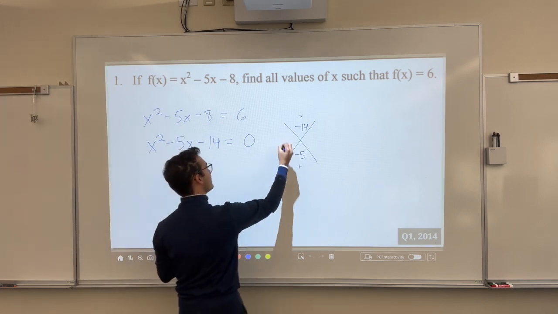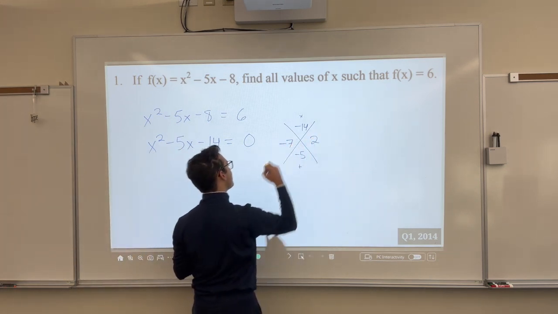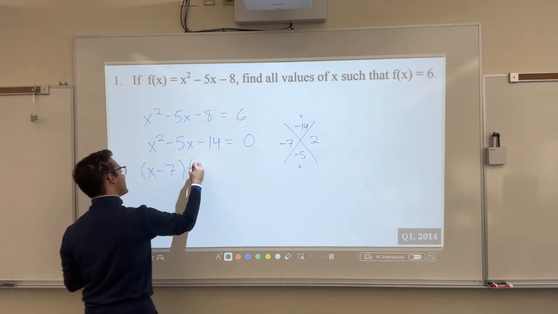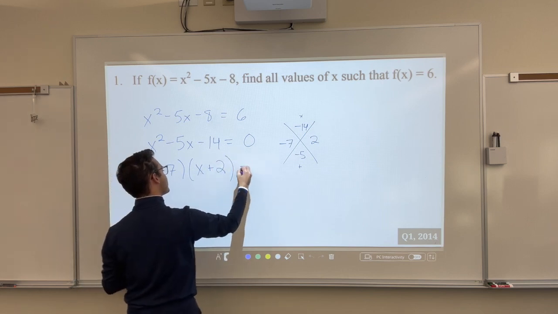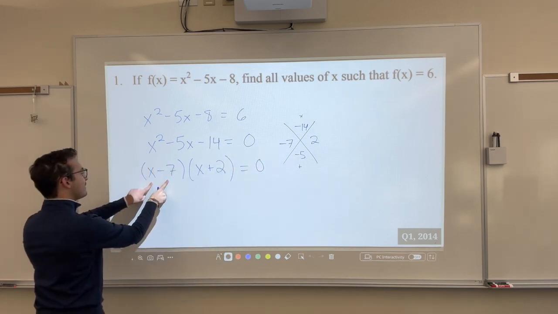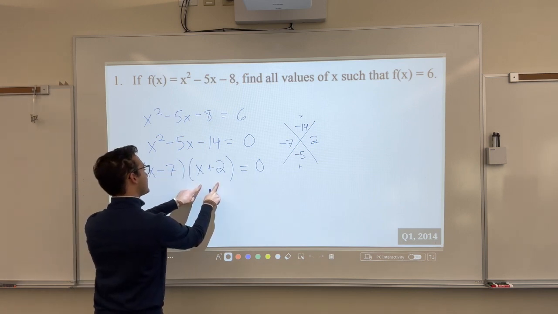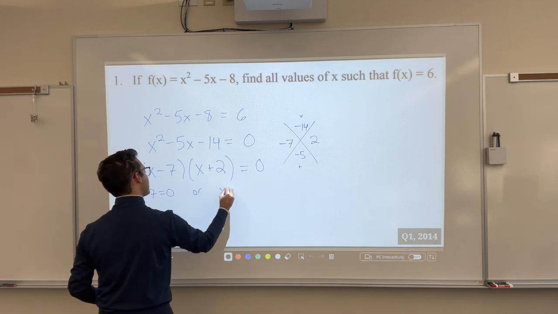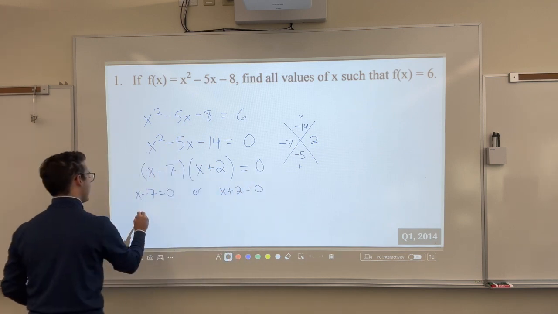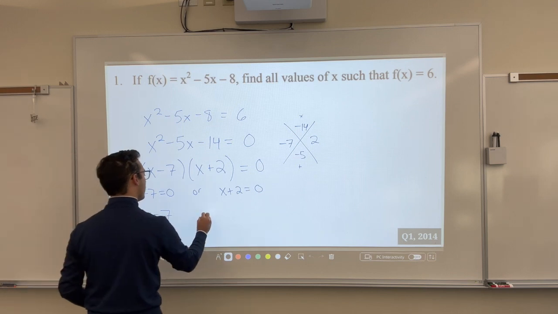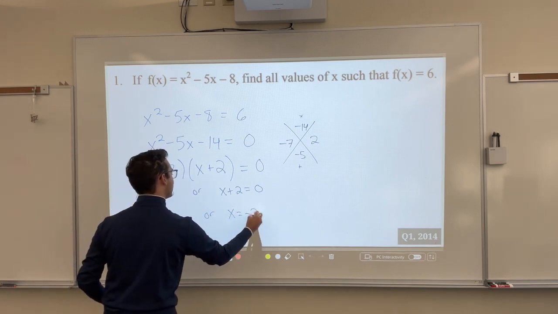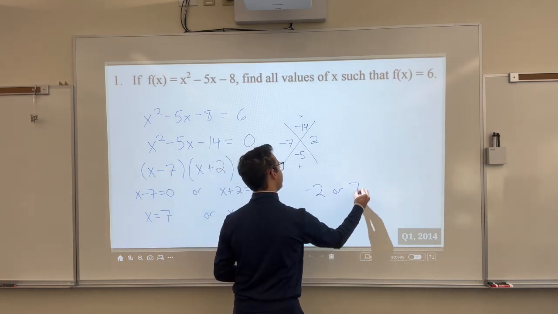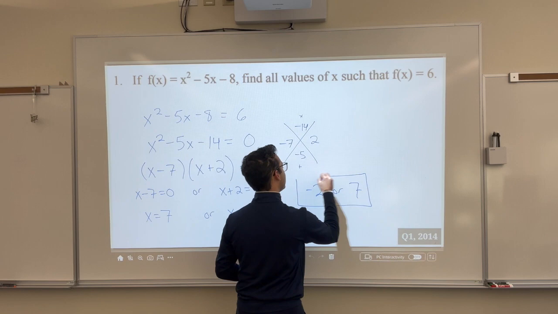And the answer there is going to be negative 7 and positive 2. So your factors are going to be x minus 7 and x plus 2 equals 0. So therefore, x minus 7 equals 0, or x plus 2 equals 0. Therefore, x equals 7, or x equals negative 2. So the answer to this problem would be negative 2 or 7. And that is our final answer.